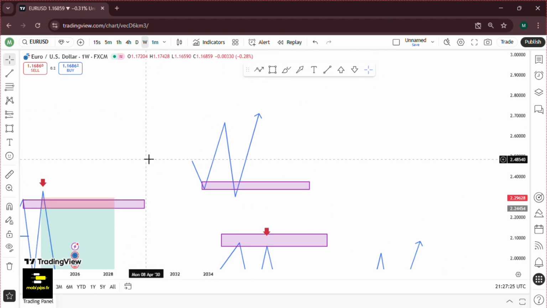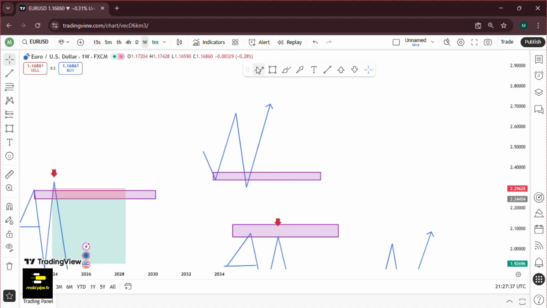All right, so it's important that you get this. You have to be able to validate your structure. And to validate your structure, you have to look for 3 things. The first thing is you find your sweep. You make sure that the sweep has first of all happened. Then you look for structural liquidity. I will explain all that.